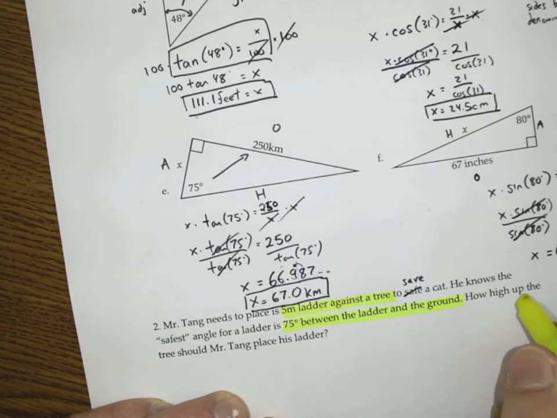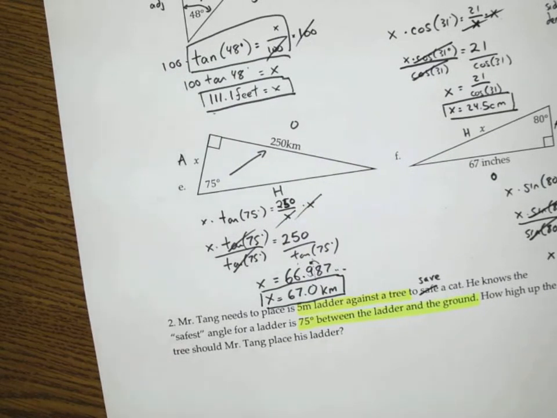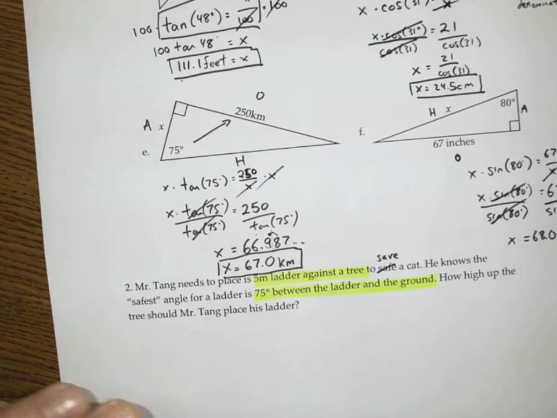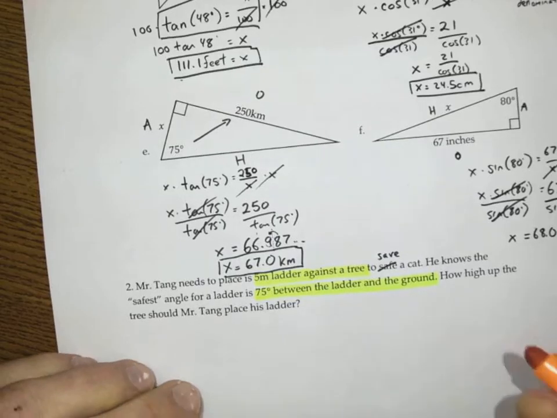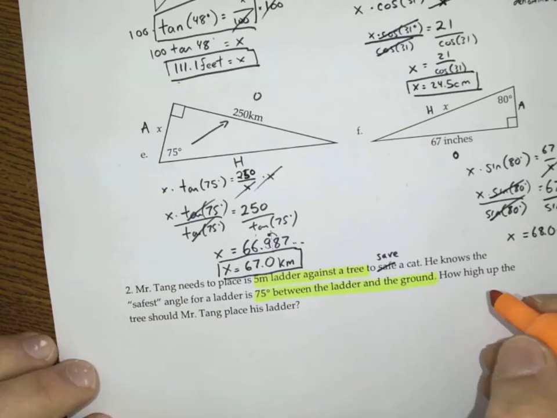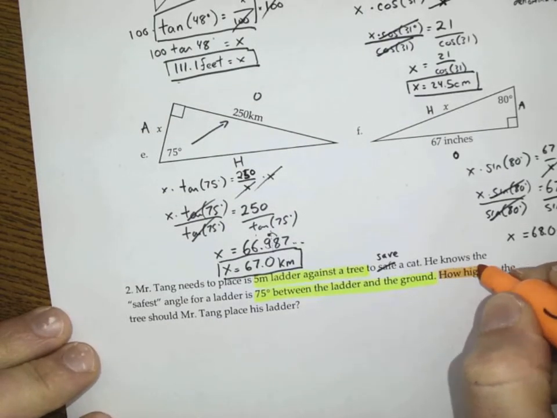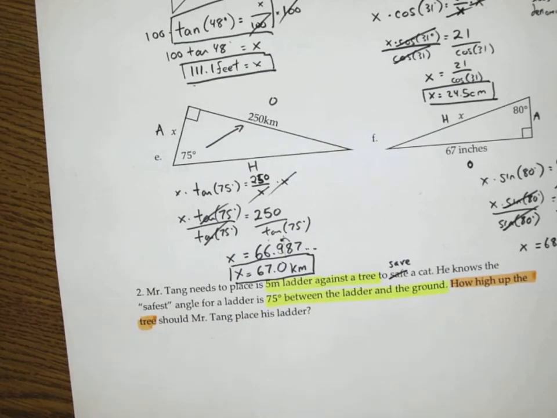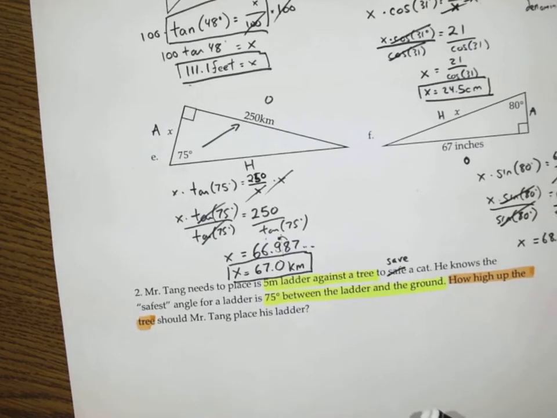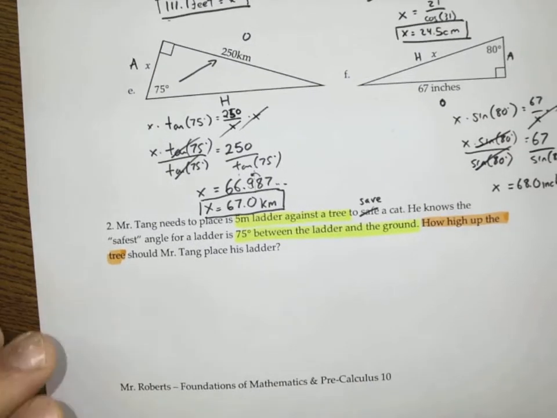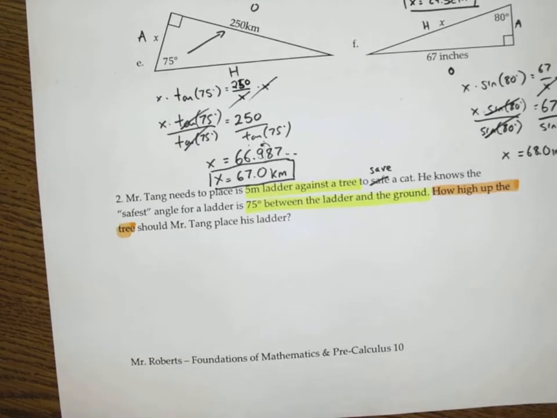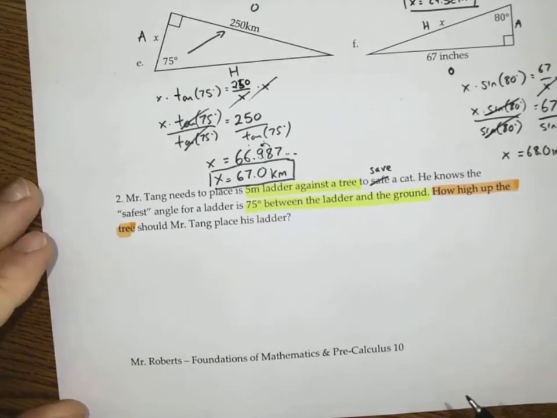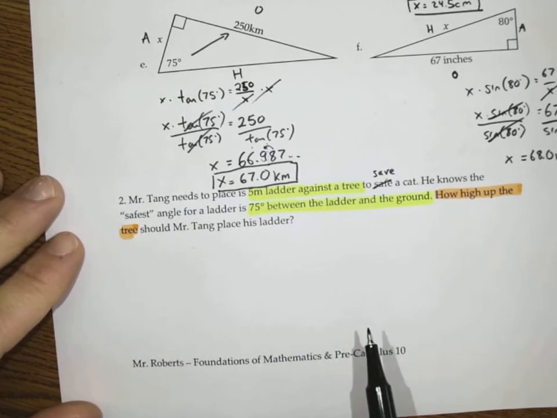The question is, how high up the tree should Mr. Tang place his ladder? I like to use a different color to highlight the question itself, so I remind myself what I actually am trying to solve for. So the question is, how high up the tree should Mr. Tang place the ladder? We're going to have to create a diagram out of this. And this is not always the easiest task. It takes a bit of practice. So we're just going to try and get our hands dirty here and see what we come up with.